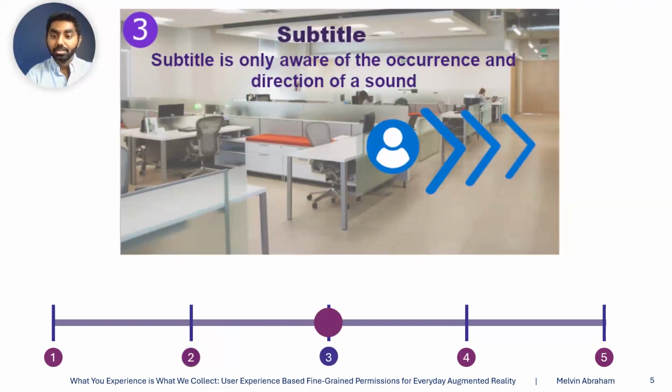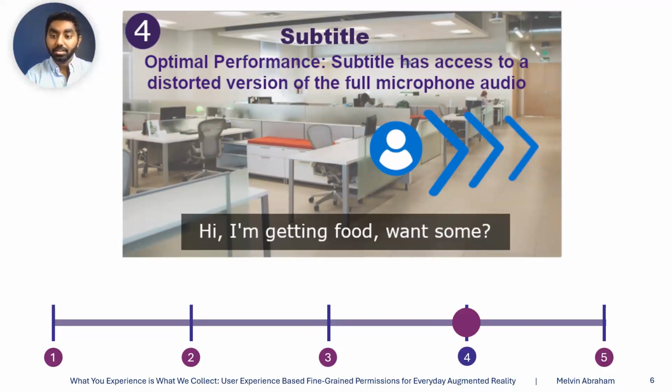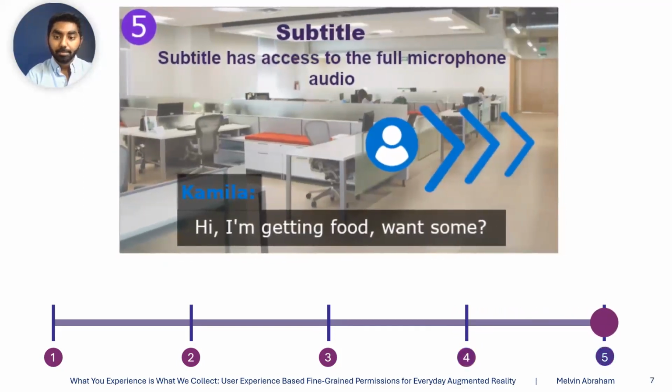The third level is that Subtitle is only aware of the occurrence and the direction of sound. So the app can tell you information such as someone said something and it was to your right side. And as you can see, the fourth level is that a distorted version of the full microphone audio can be accessed. So the image shows now that the application can perform real-time subtitles as well as the functionality of the other levels. And then the last option here is providing full data access to your microphone. And the difference now is speaker recognition can be performed.